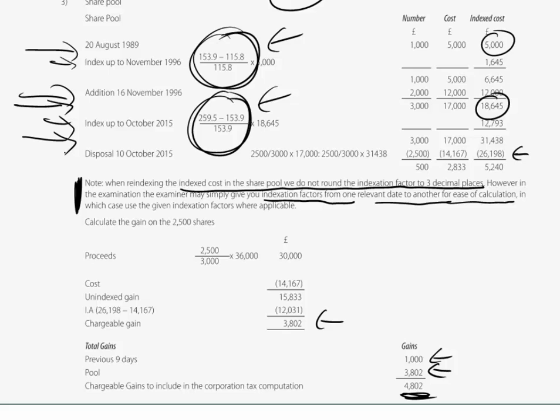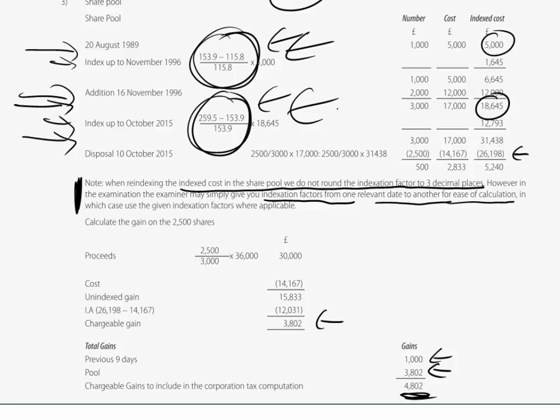Now that may or may not be taken to 3 decimal places. If it is, fine. It's not technically quite right, but you use it. So if they give you an indexation factor, don't be put off by the fact that it might be more than 3 decimal places, because we know we do not round, but whatever figure the examiner gives you, use it in these calculations here. Use it in your re-indexation calculations. He's doing it to make life easier for you, not to make life more difficult.